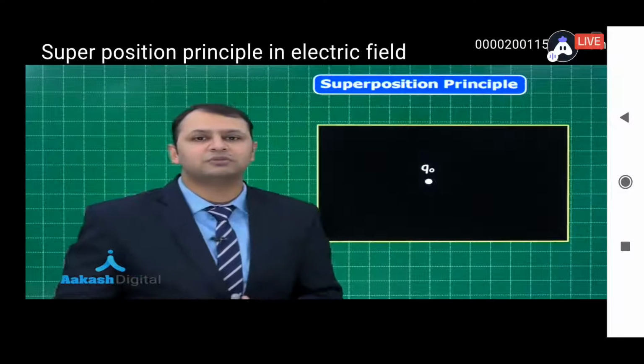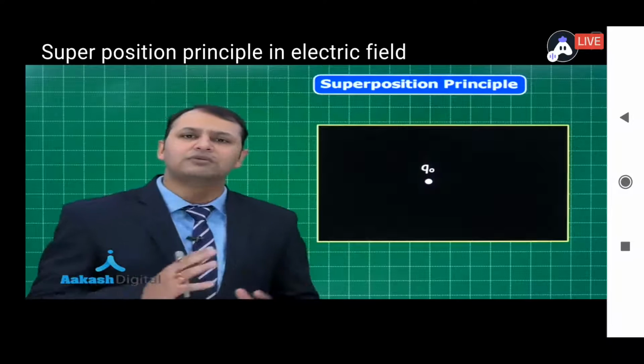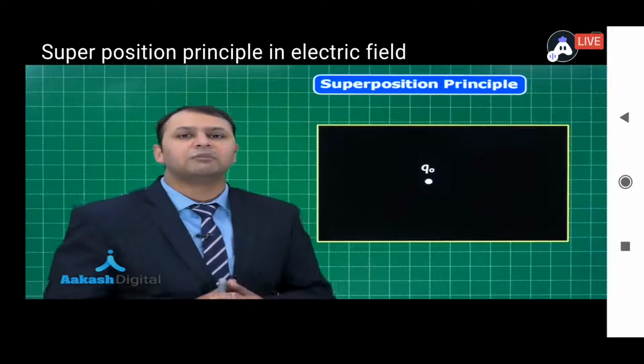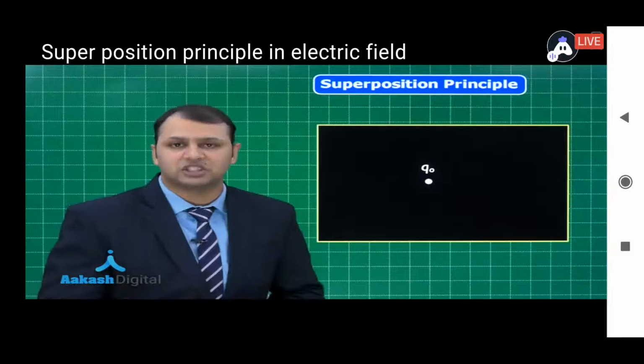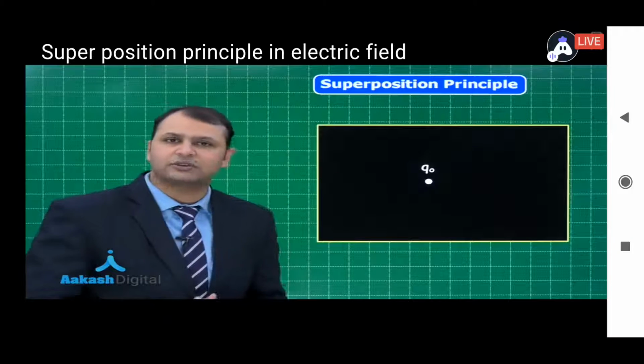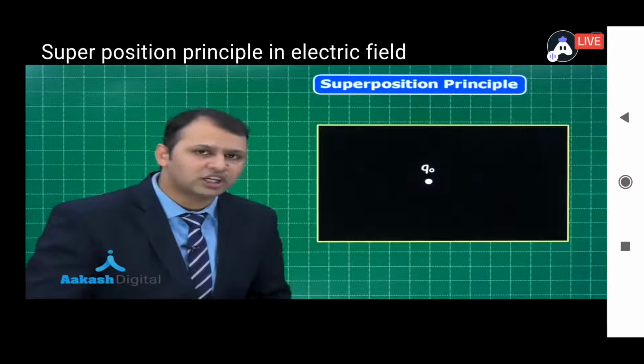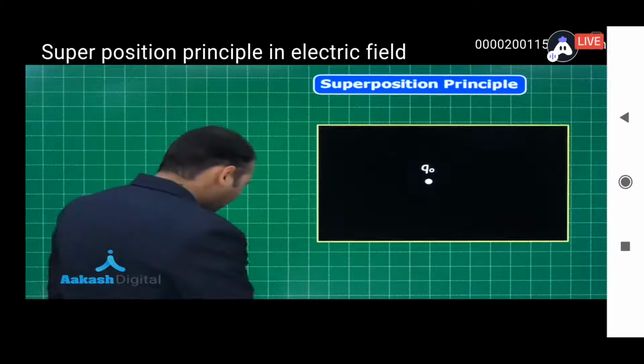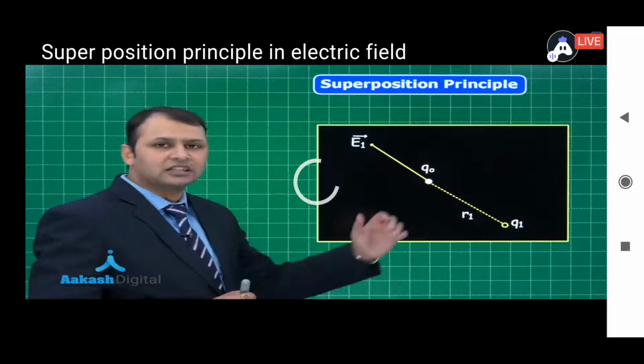In the superposition principle, we are going to apply a similar kind of learning to what we did for the case of multiple charges applying force on a given charge. Yes, and let's start with the understanding. This is a test charge in front of you, which is Q0, a very small charge, right? And we have a charge Q1, which is placed at a distance.